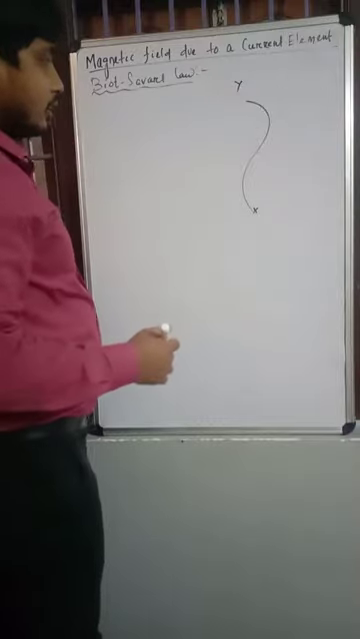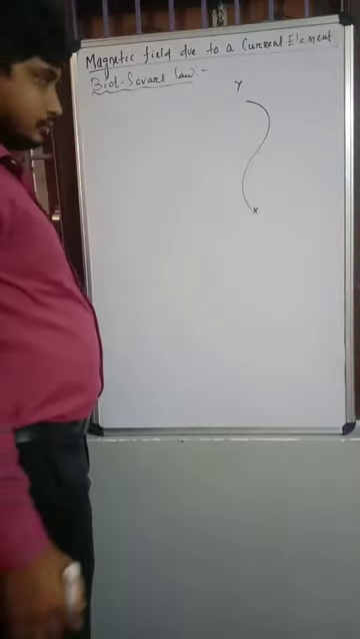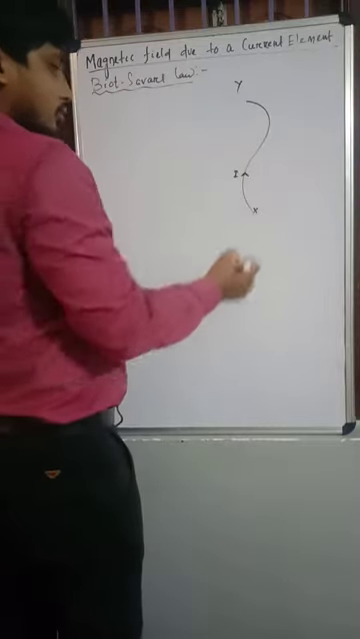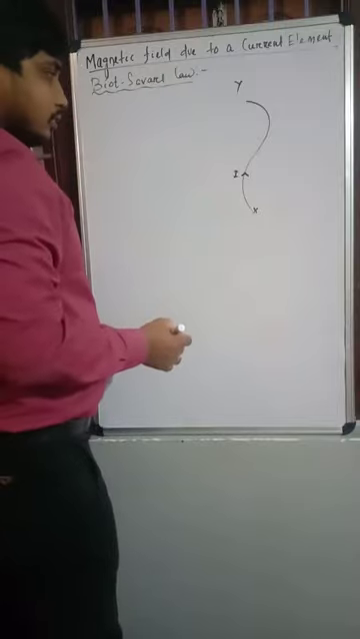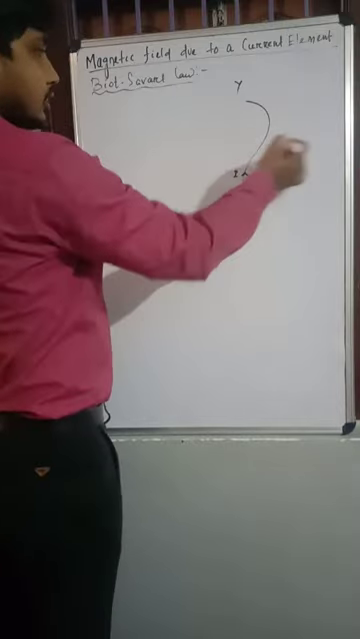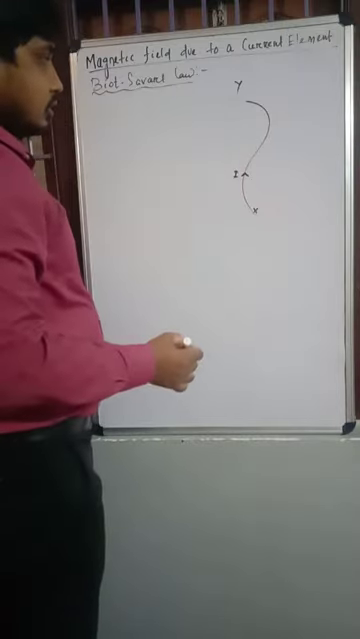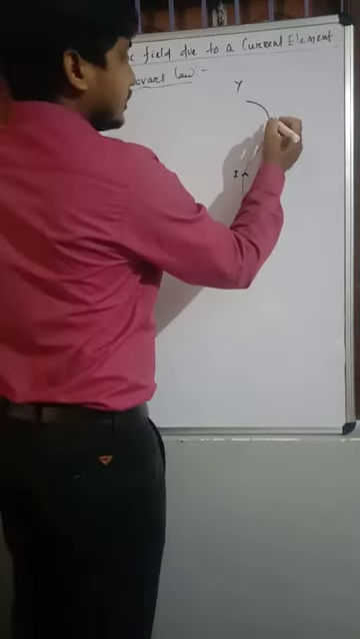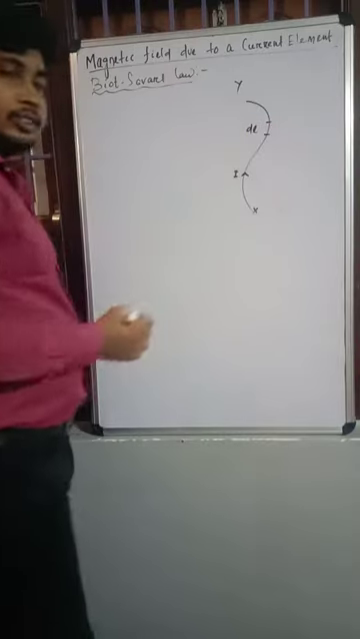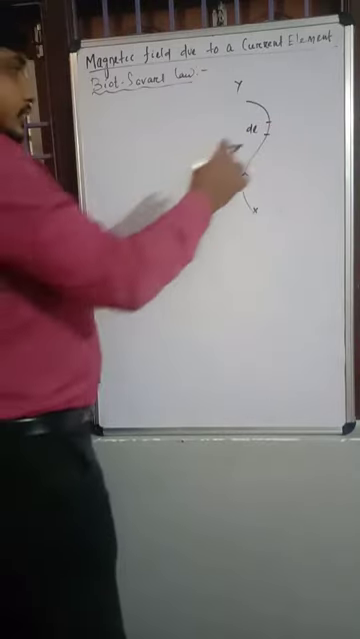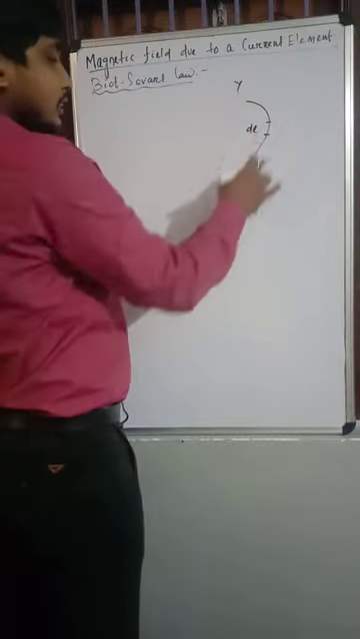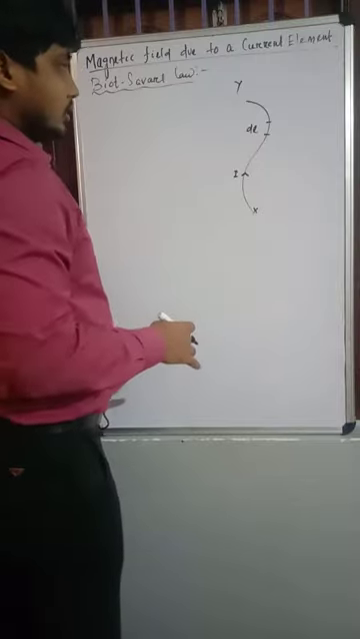So here we have taken a conductor named XY. Let I be the current flowing from X to Y. Then we have to find the magnetic field around this conductor at any point. So for that, let us consider a small element of length dl of this conductor. Initially we will calculate the magnetic field due to a small element, then we will extend it over the entire length of the conductor.